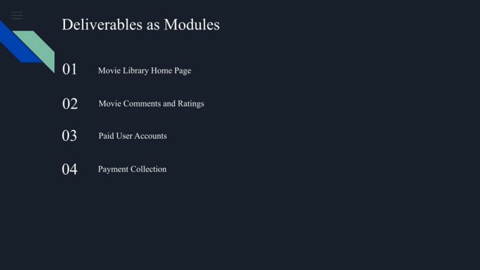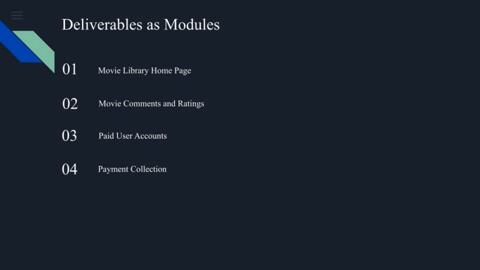So the deliverables as modules, these are the main four that we want to do. Movie library homepage, which is the page where you see the movies, assuming you're signed in. Movie comments and ratings, where when you click on a movie, you can see the comments, people's ratings, what they liked, what they didn't like.